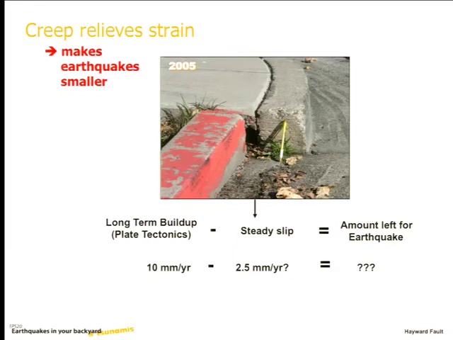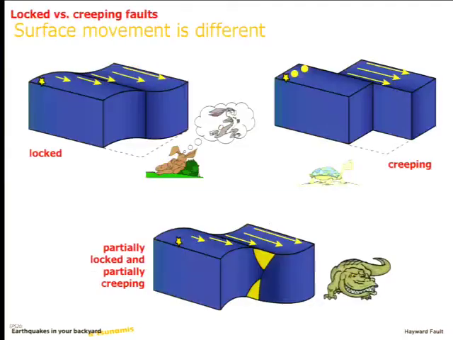Okay? So you take the earthquake piece, you add to it the creep, and that gives you the total long-term rate. So the more creep, the better. 100% creep means no earthquakes. 50% creep means only half as many earthquakes. Okay? 0% creep means everything has to be accommodated in earthquakes.